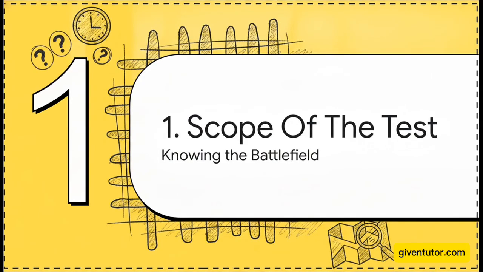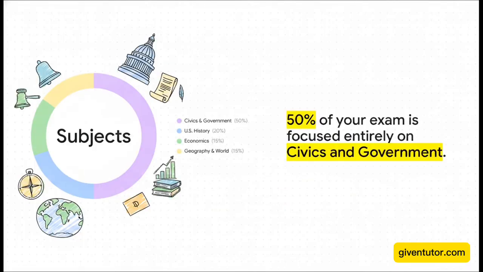Scope of the test. Knowing the battlefield. First things first, getting a handle on the exact definition and scope of this 70-minute test is literally the fastest way to drop your anxiety levels right out of the gate. You're not walking into some big, scary unknown. There are very specific boundaries to what they can actually ask you.